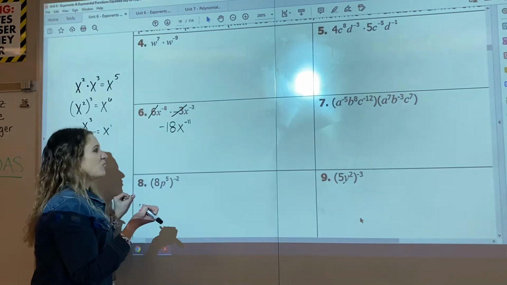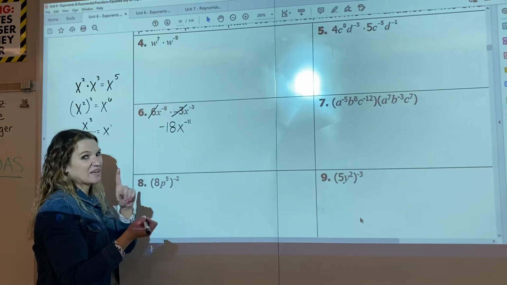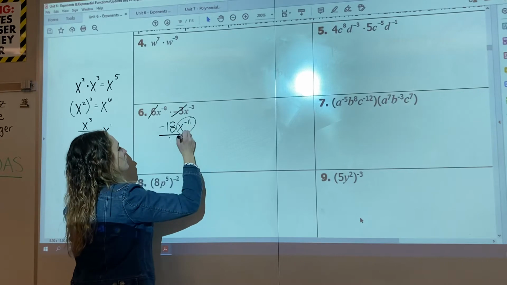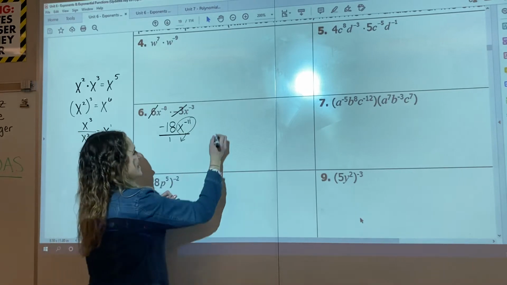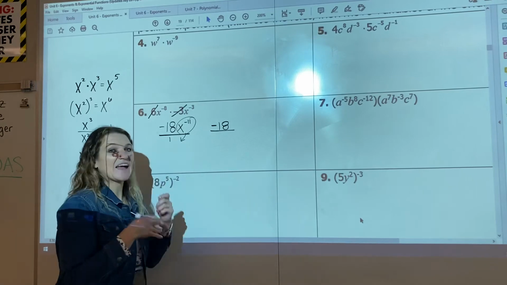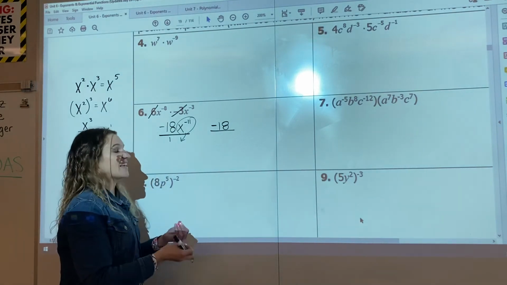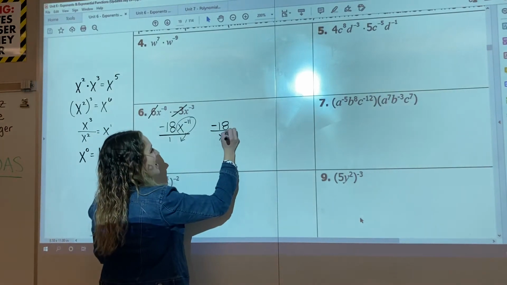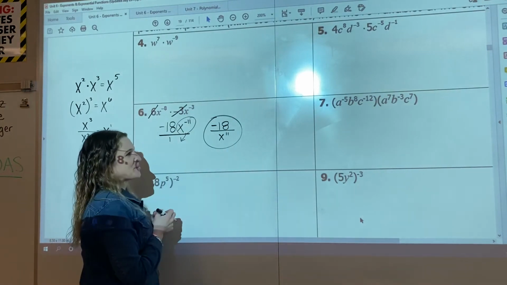All right, well, I see a negative exponent, can't have that. I'm going to make this a fraction, move my negative exponent, and make it a positive. That negative 18 is going to stay on top. I can have negative numbers, I just can't have negative exponents. So that x to the positive 11 will be on the bottom.